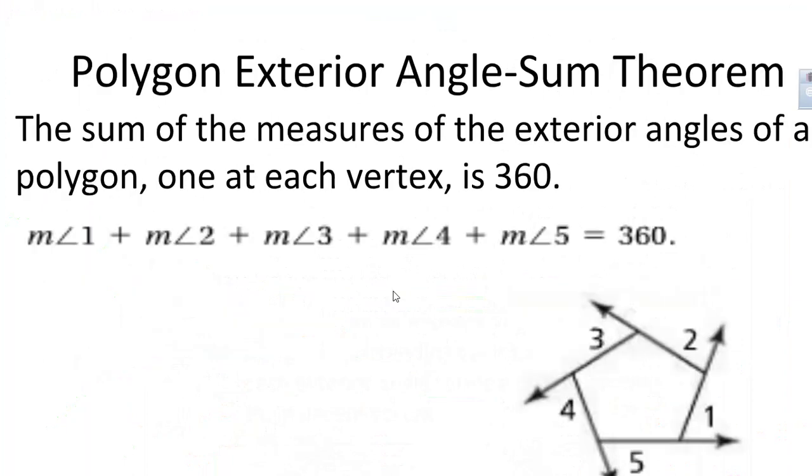So let's look at the polygon exterior angle sum theorem. The sum of the measures of the exterior angles of a polygon, one at each vertex, is 360. So all these angles will add up to become 360.